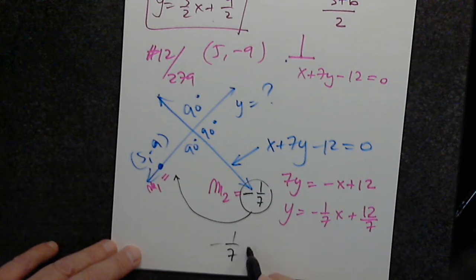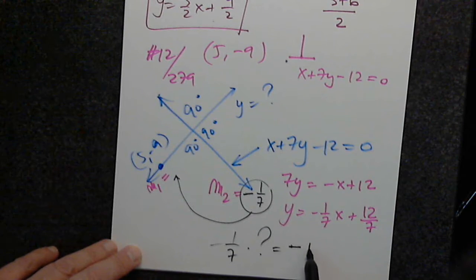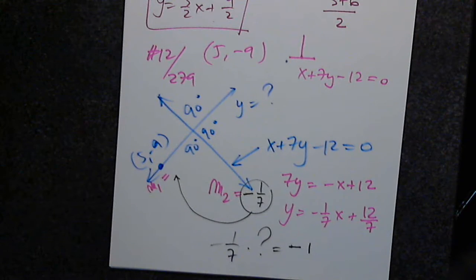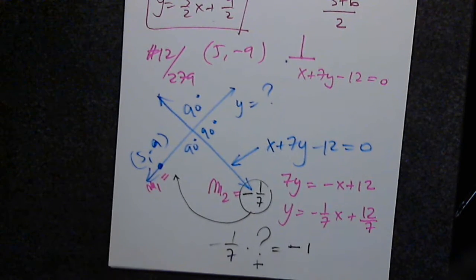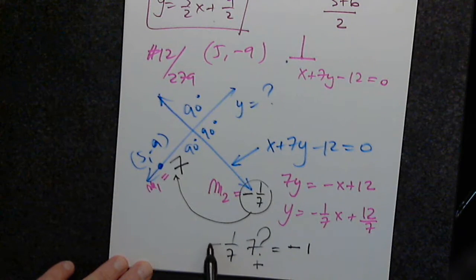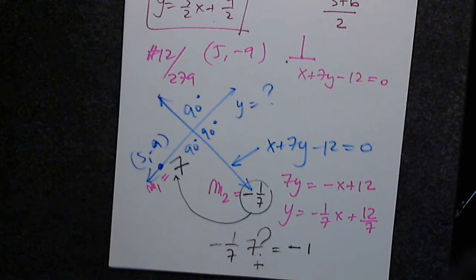Remember, I need a number whose product with this is -1. So -1/7 times what will be -1? First of all, I know it has to be a positive number. And what number times -1/7 will give us -1? 7 indeed. Only 7 times -1/7 will equal -1. There is no other number.